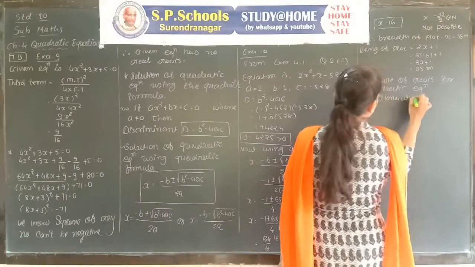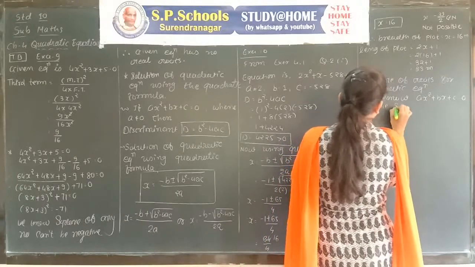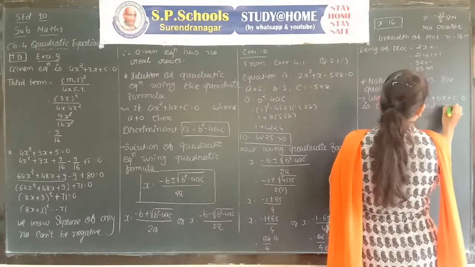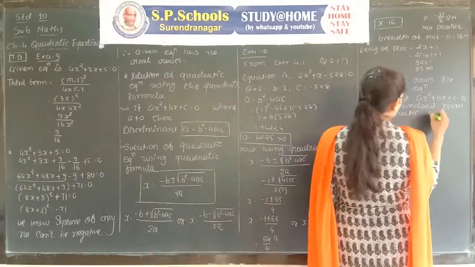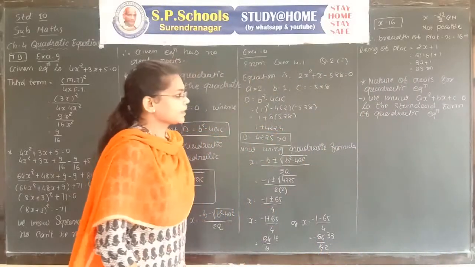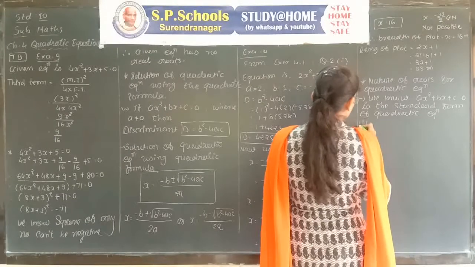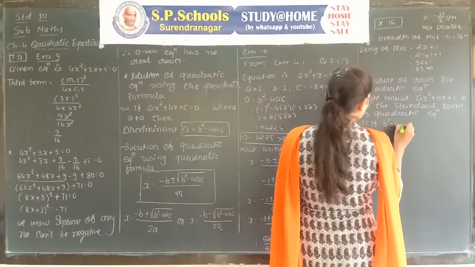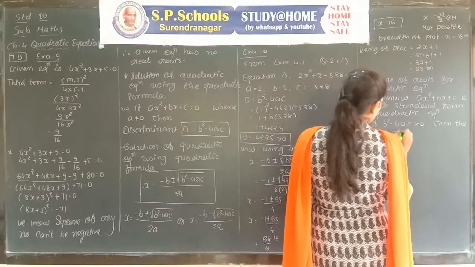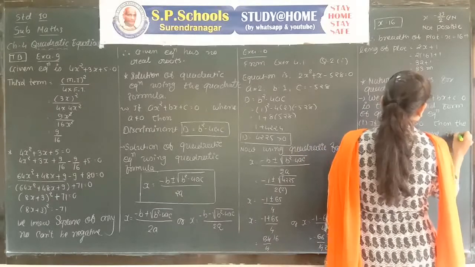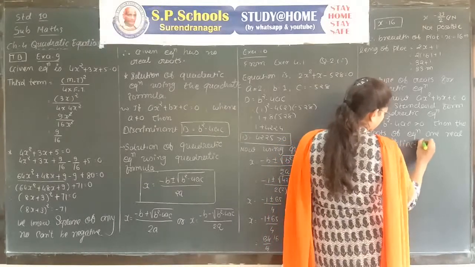We know ax square plus bx plus c is equal to 0 is the standard form of a quadratic equation. Nature of roots depends on the discriminant. There are three types of nature of roots. First, if b square minus 4ac is greater than 0, then the roots of the equation are real and distinct. Distinct means different.